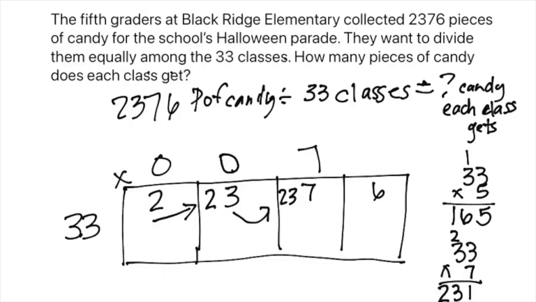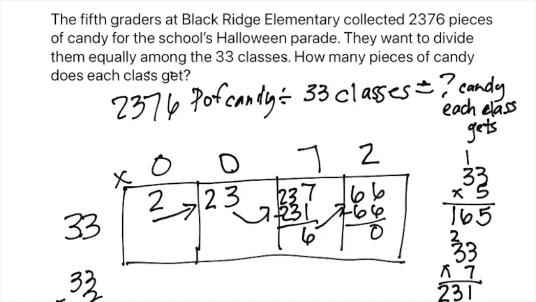So 33 times 7. I'm going to subtract the 231 and I get 6 remaining. So then I'm going to bring this 6 over here. And just looking at this, I know that if I double 33, I get 66. So I'm going to put the 2 over here, minus 66, and I have 0 remaining. So now I have 72 pieces of candy go in each bag.